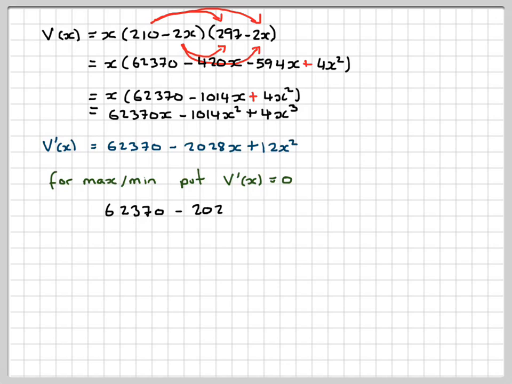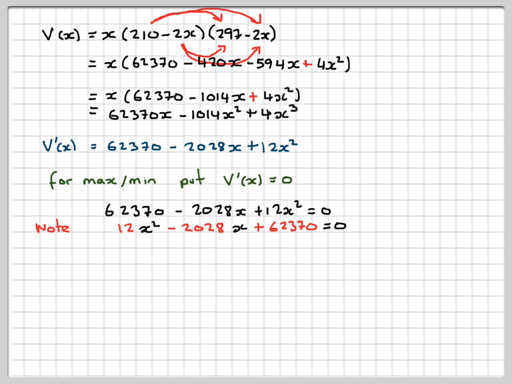So that's going to give me 62,370 minus 2028x plus 12x squared is equal to 0. Note that gives you 12x squared minus 2028x plus 62,370 is equal to 0.